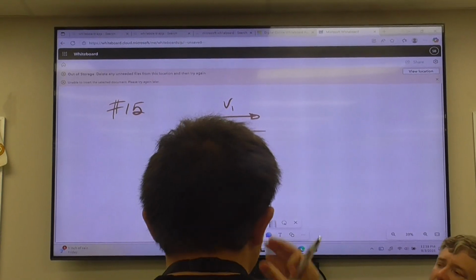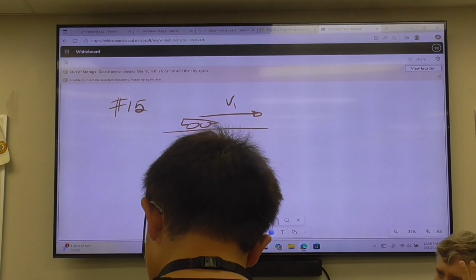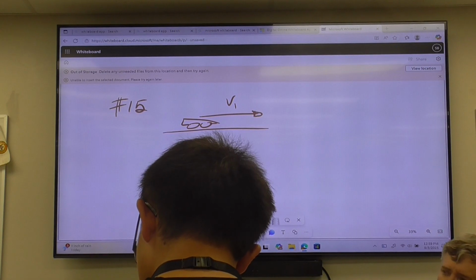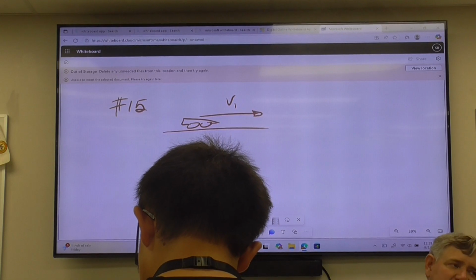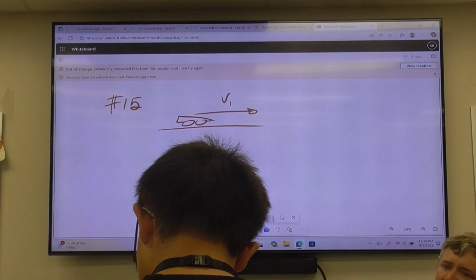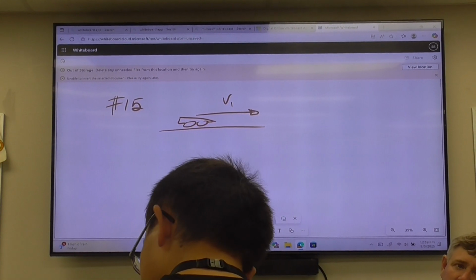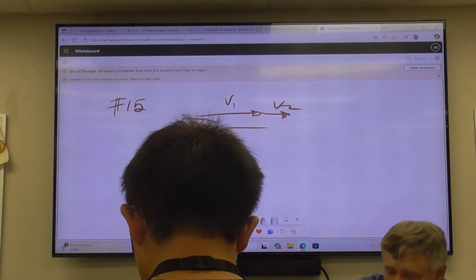Okay? So when you draw that second velocity vector, only one of two things could happen. What are the only two options that could happen? Yeah, it either gets bigger because it's going faster, or it gets smaller because it's slowing down. So on number 15, what are you doing? Slowing down. So you just draw V2 like that.